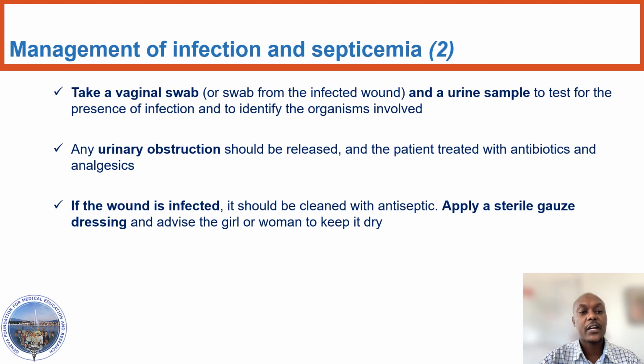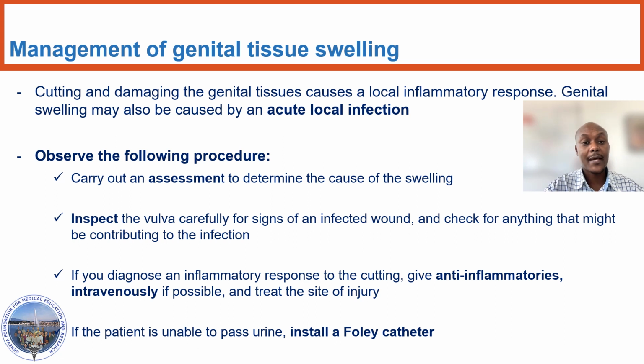Any urinary obstruction should be released and the patient treated with antibiotics and analgesics. And if the wound is infected, it should be cleaned regularly with antiseptic. Apply a sterile gauze dressing and advise the girl or woman to keep it dry. Another immediate or short-term health complication of FGM is genital tissue swelling. This usually results from cutting and damaging of the genital tissues, resulting in local inflammatory response. Genital swelling may also be caused by an acute local infection.